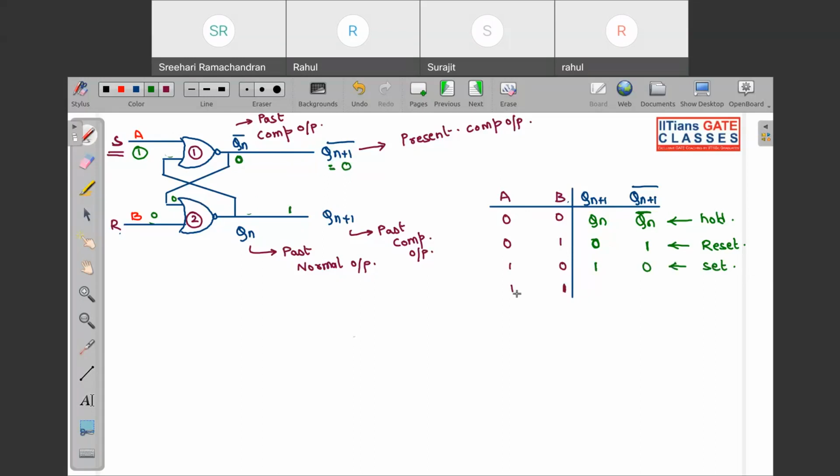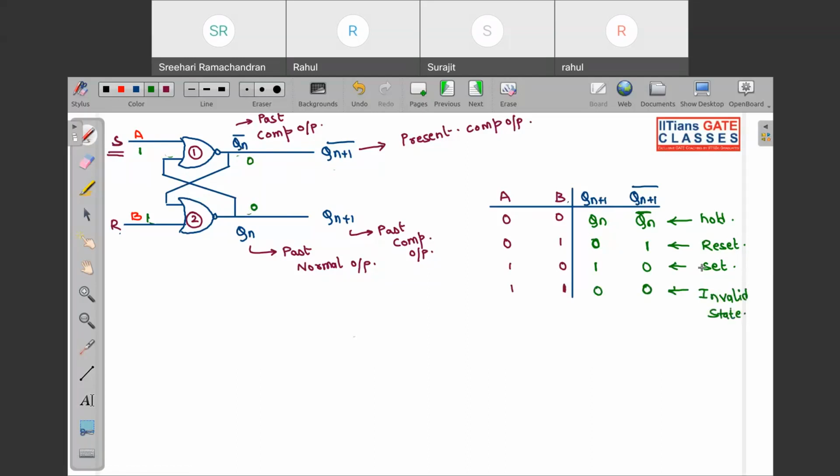Now look, the last case is both A and B being 1 1. So what happens if I put both of them 1 and 1? Immediately the output of both the NOR gates is 0 0. Now this is not possible. Why is this not possible? Due to the fact that both of them are complements of one another. So this is known as invalid state.